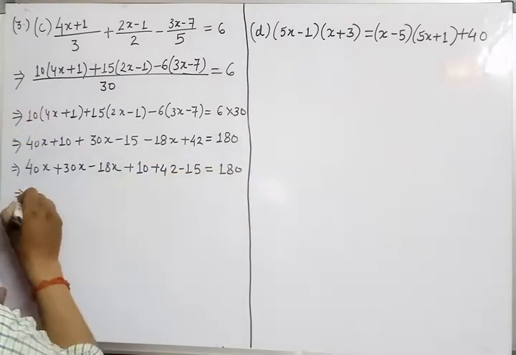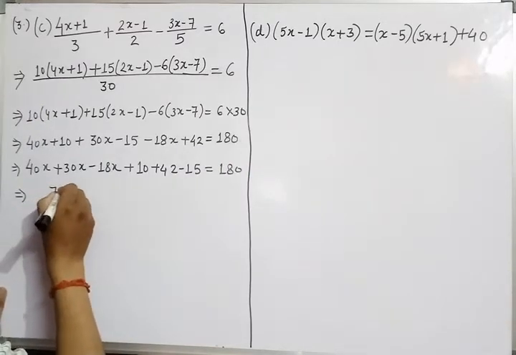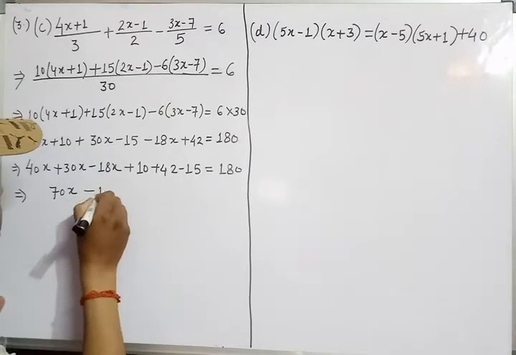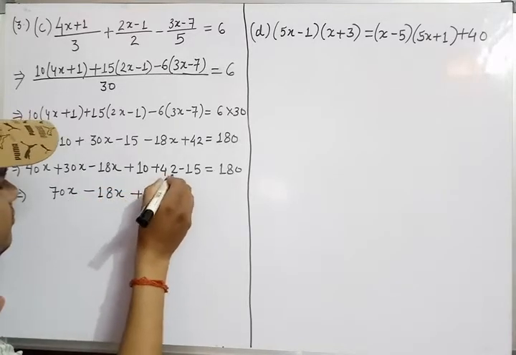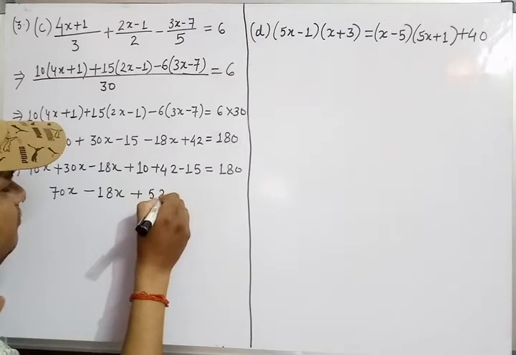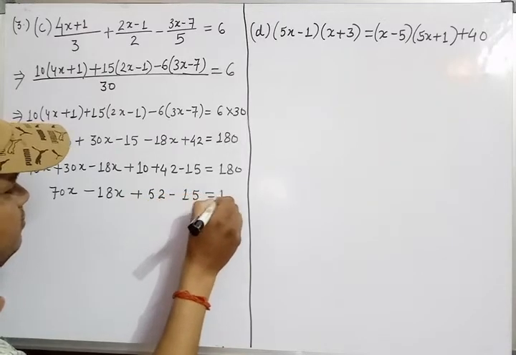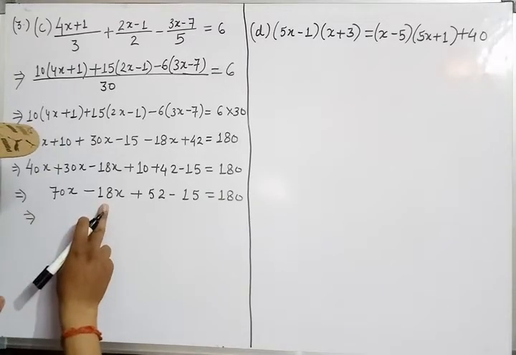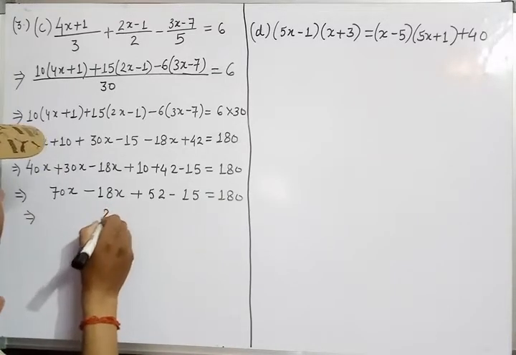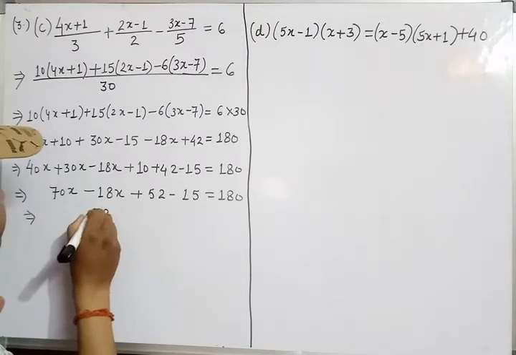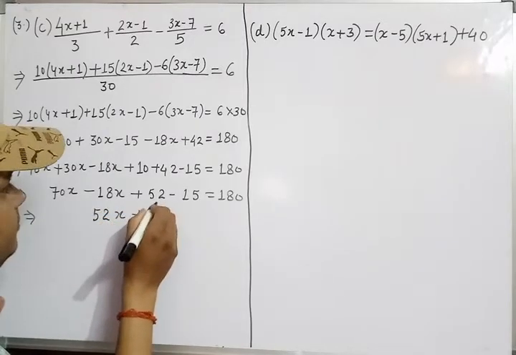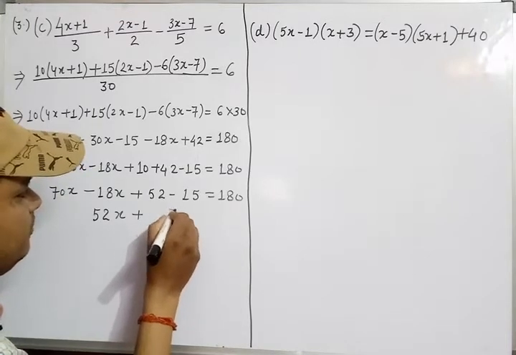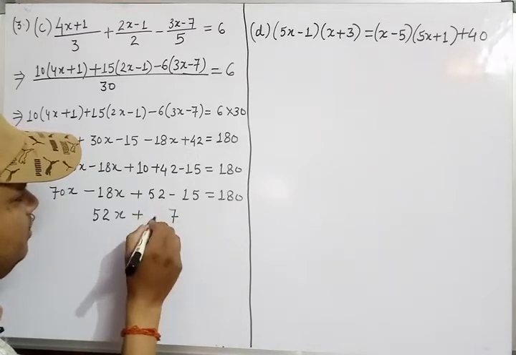Now here 40 plus 30 means 70x, and minus 18x, plus 42 plus 10 is equal to 52, minus 15. Now here 70 minus 18 means 52x, and 52 minus 15 is 37, and 4 minus 1 is 3.